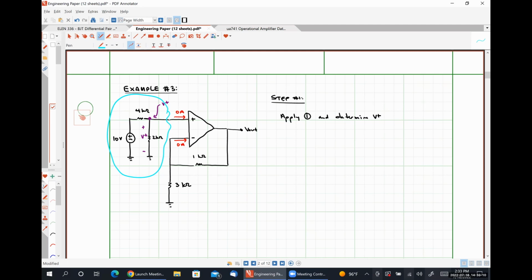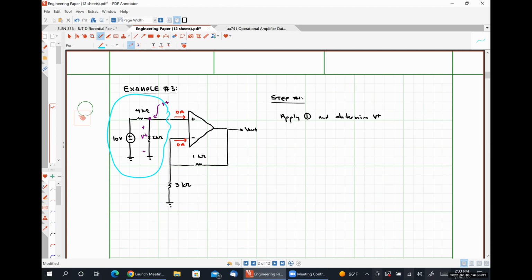So we can think of it effectively as finding the Thevenin voltage, or the Thevenin equivalent voltage of the network there that I've circled, and then applying the Thevenin equivalent to that network.